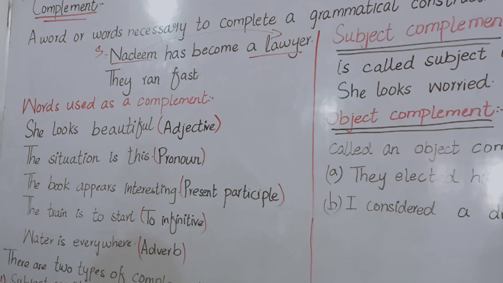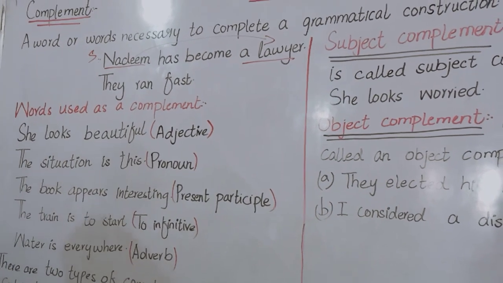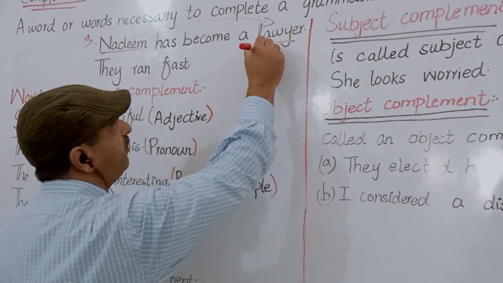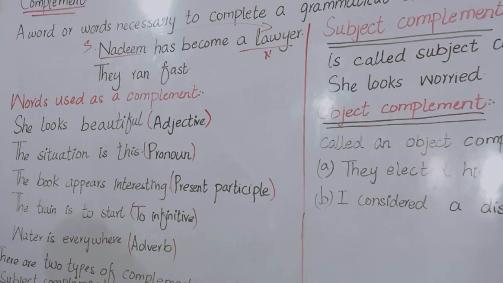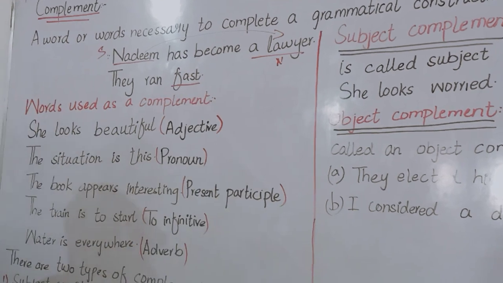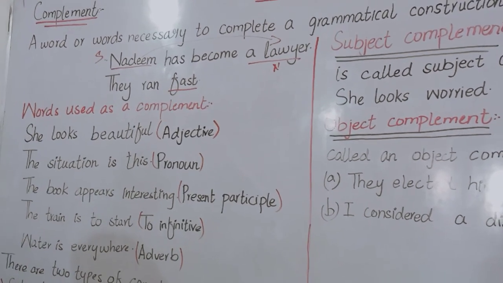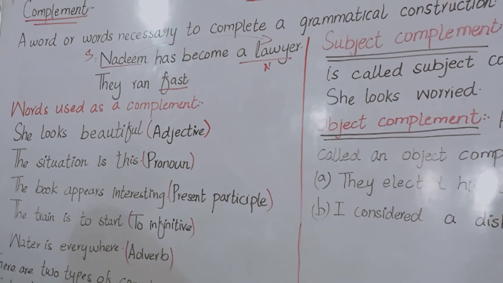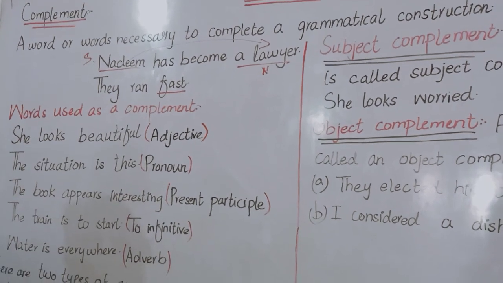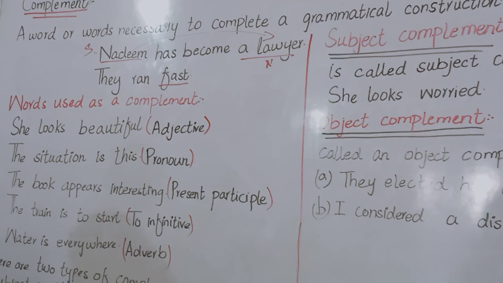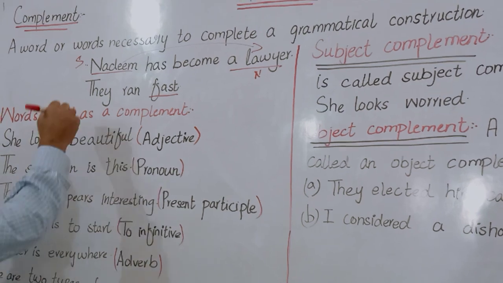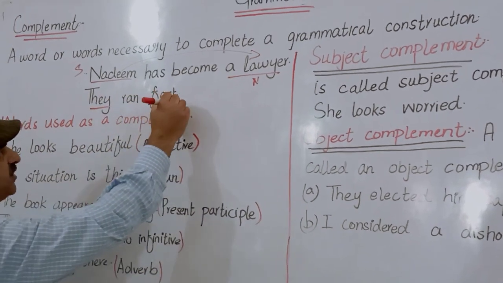Okay, next one. They ran fast. Sometimes the complement is a noun; a liar is a noun. Sometimes it is completed by, what is this? Fast. What is fast? Adjective or adverb. They ran fast. How did they ran? Adverb, definitely. It shows manner. It answers the question how.